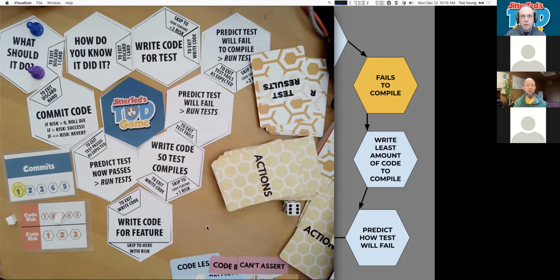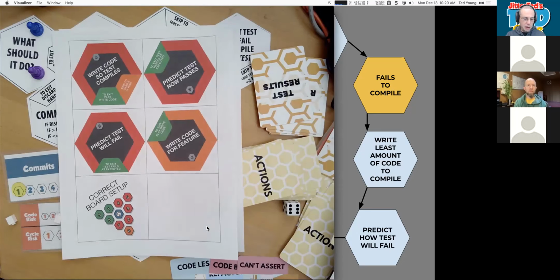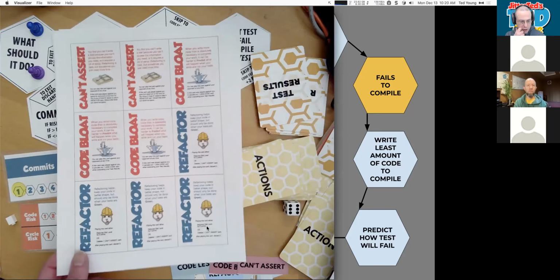So that's basically the game, and the instruction booklet talks about all that stuff in a little bit more detail. And the print and play version, so these are the hex cards that you lay out, and then these are the individual cards.